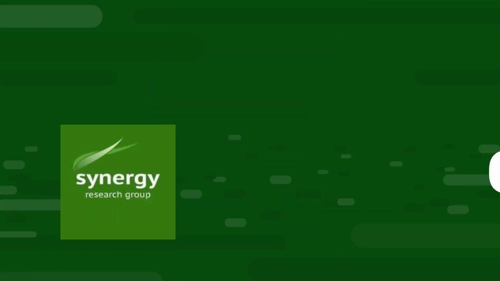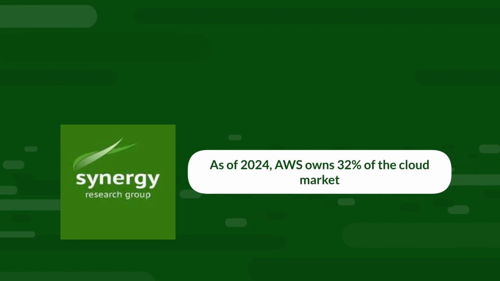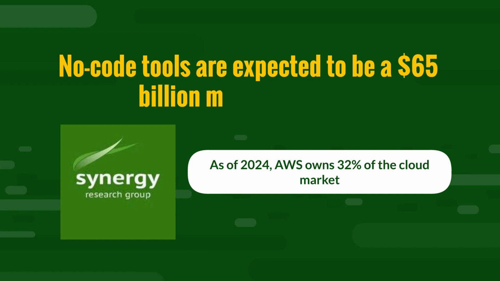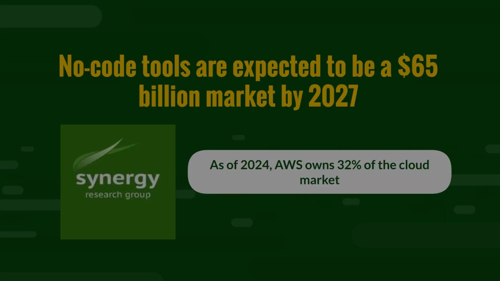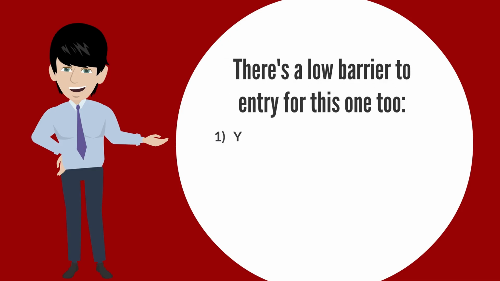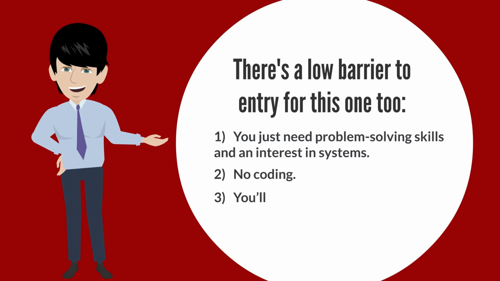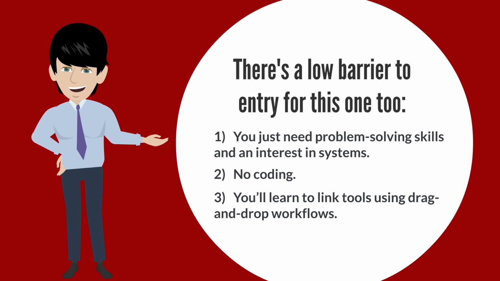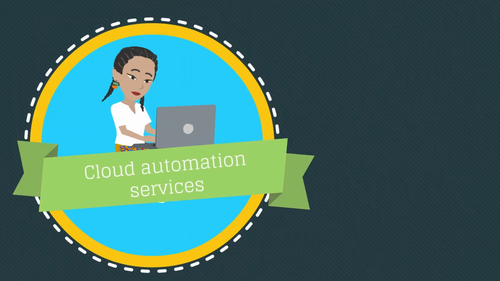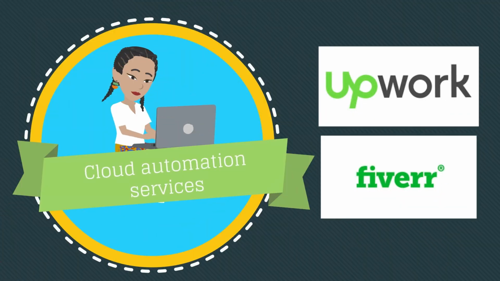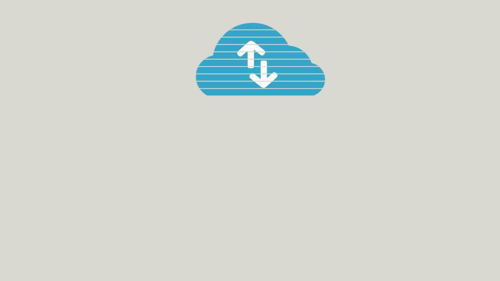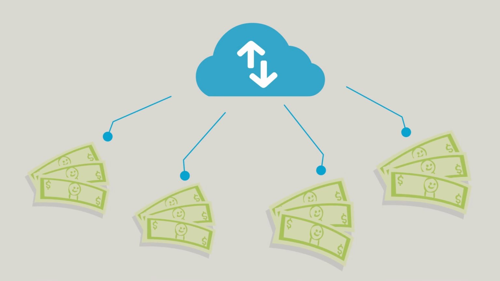According to Synergy Research, as of 2024, AWS owns 32% of the cloud market. No-code tools are expected to be a $65 billion market by 2027. There's a low barrier to entry for this one, too. You just need problem-solving skills and an interest in systems. No coding. You'll learn to link tools using drag-and-drop workflows. Freelancers offering cloud automation services on Upwork or Fiverr earn $2,000 to $8,000 a project. Or you can build a micro SaaS side hustle that runs passively.